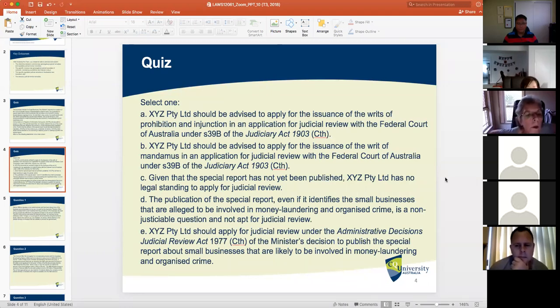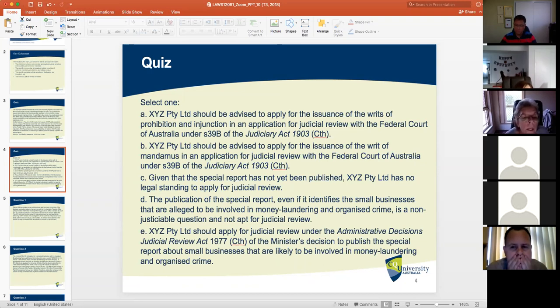Okay, so A, XYZ Proprietary Limited should be advised to apply for the issuance of the writs of prohibition and injunction in an application for judicial review with the Federal Court of Australia under Section 39B of the Judiciary Act 1903 Commonwealth. B, XYZ Proprietary Limited should be advised to apply for the issuance of the writ of Mandamus in an application for judicial review with the Federal Court of Australia under Section 39B of the Judiciary Act 1903 Commonwealth.